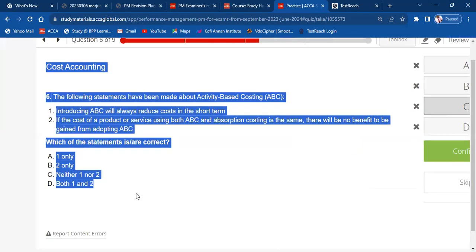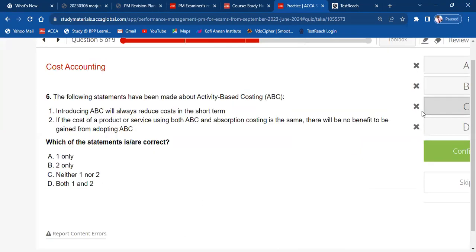Friends, you want to think through this? Introducing ABC will always reduce costs in the short term. Do you think this is true or false? ABC itself is expensive to implement. We saw that for one of the questions already.